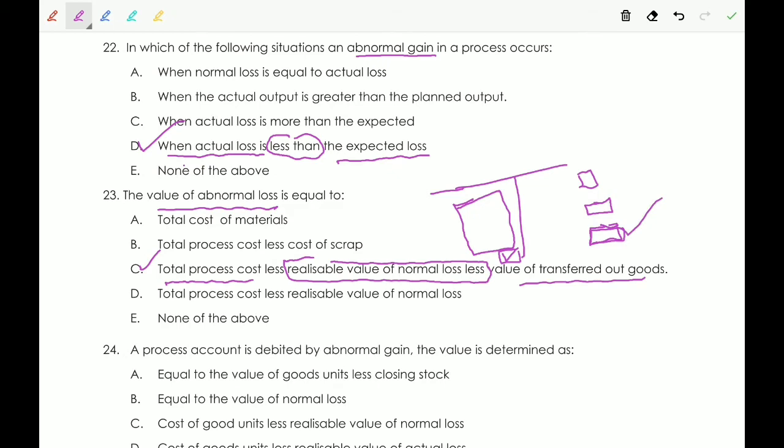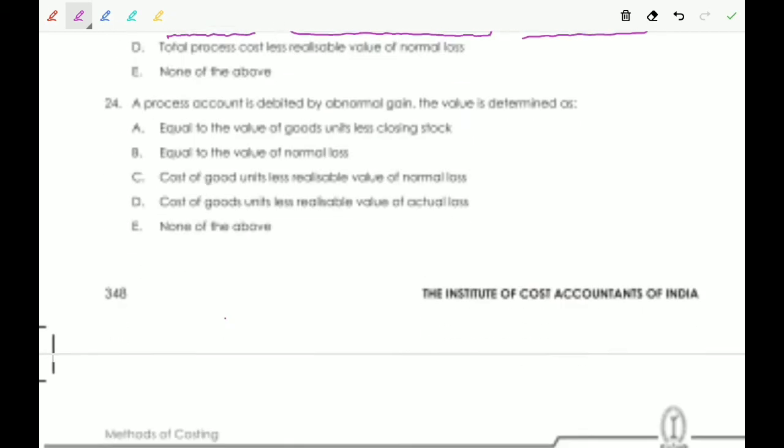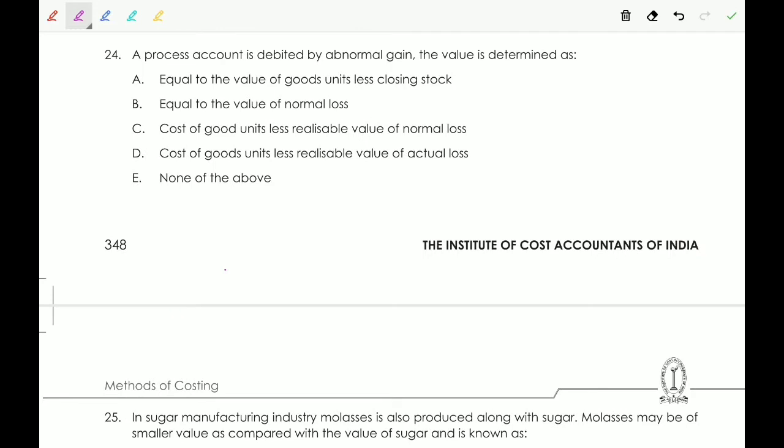Okay. Next. This is the revision class. 24. A process account is debited by abnormal gain. The value is determined as what? We are asking: a process account is debited by abnormal gain, the value is determined as what? Earlier we discussed this with accounting. I hope you understand.